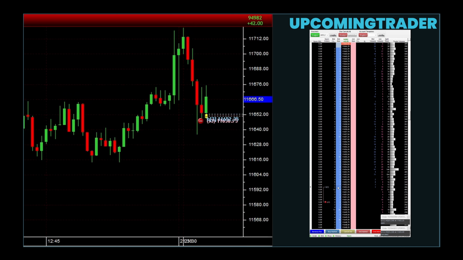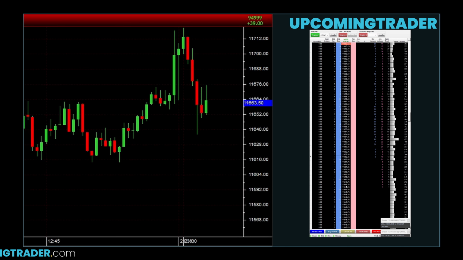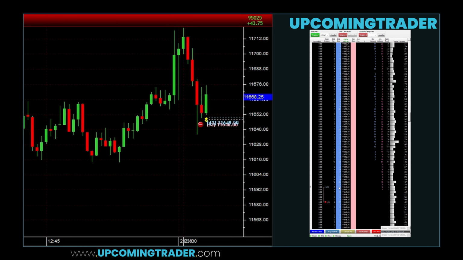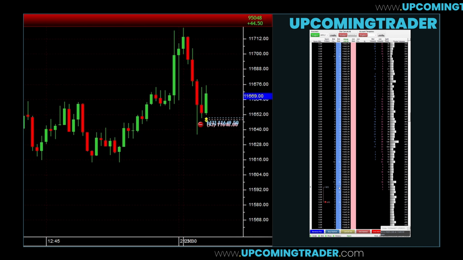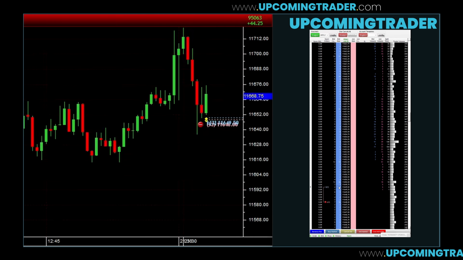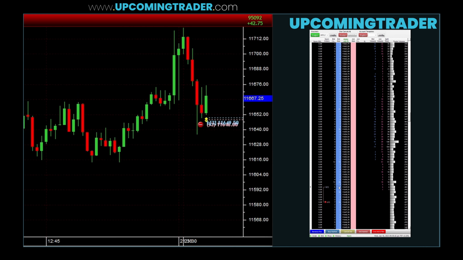Flags and pennants are continuation patterns that offer great opportunities for using limit orders and stop loss orders. For a flag pattern, once the price breaks out of the flag, you could place a buy limit order to catch the movement at a good price, with a stop loss order below the recent consolidation to manage risk. Pennants work in a similar way, and placing a stop loss order below the pennant ensures that you are protected if the market moves against you.